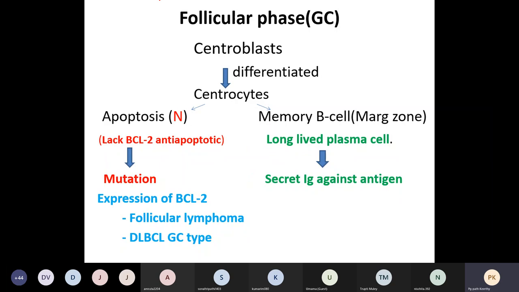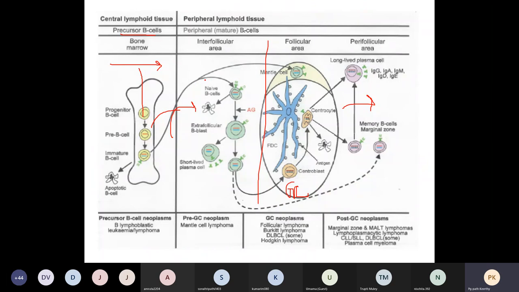So then coming to the follicular phase. Now your centroblast in your follicle, right? The centroblast is present where? Now it came to your follicle. That is your germinal center. See, this was the interfollicular area. Your naive cell can undergo apoptosis, or when it gets exposed to antigen, it will become an extrafollicular blast. And this is the short-lived plasma cell.